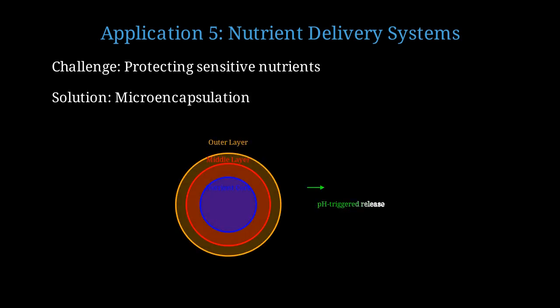Microfluidic devices can create multi-layer capsules where each layer has a specific function. The outer layer might protect against stomach acid, while inner layers provide controlled release in the intestine.